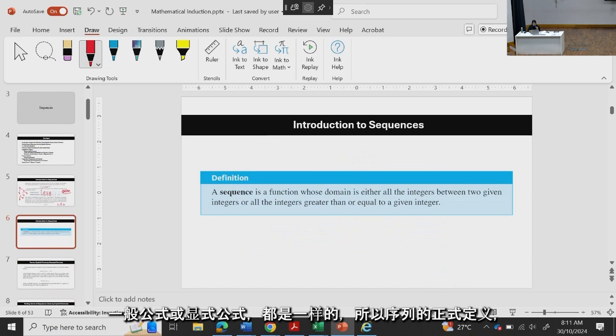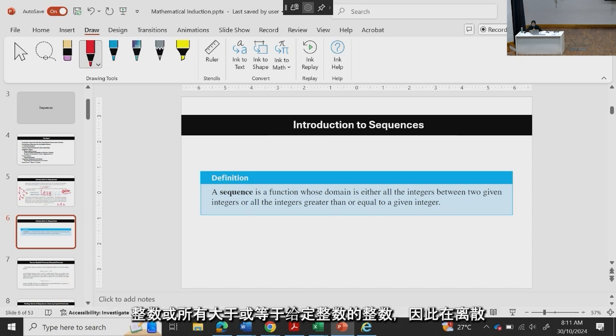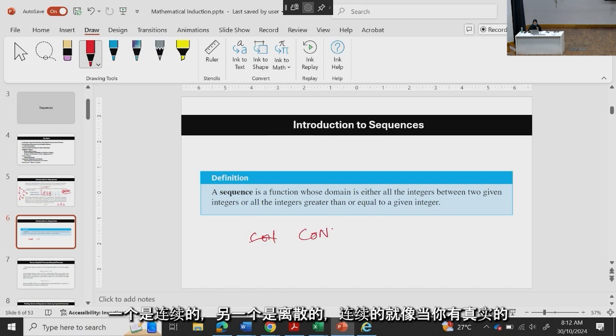So, the formal definition of a sequence is, a sequence is a function whose domain is either all the integers between two given integers or all the integers greater than or equal to a given integer. So in discrete mathematics, I also want to tell you that we have two different types of mathematics. One is continuous and second is discrete.